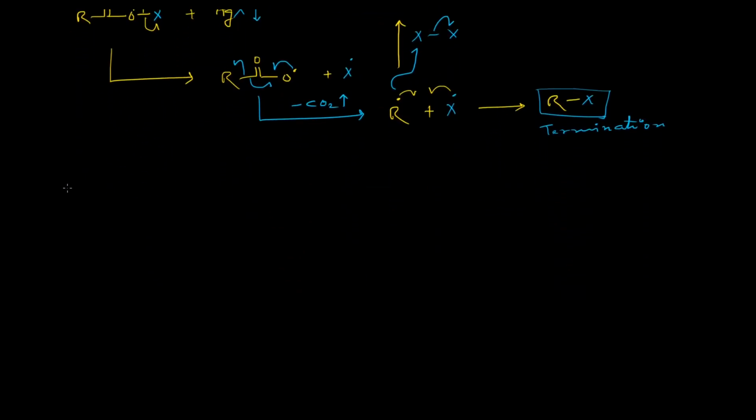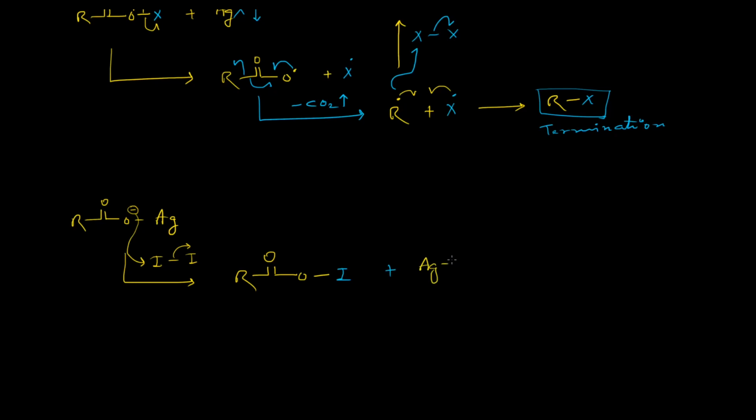If we take iodine, then the corresponding ester we will get. The mechanism is very simple. Initially, what will happen? This attack by this carboxylate into this iodine molecule will take place, and this will result in the formation of this species along with silver iodide. And silver iodide, as you know, is insoluble, and it will be precipitated in the reaction medium.